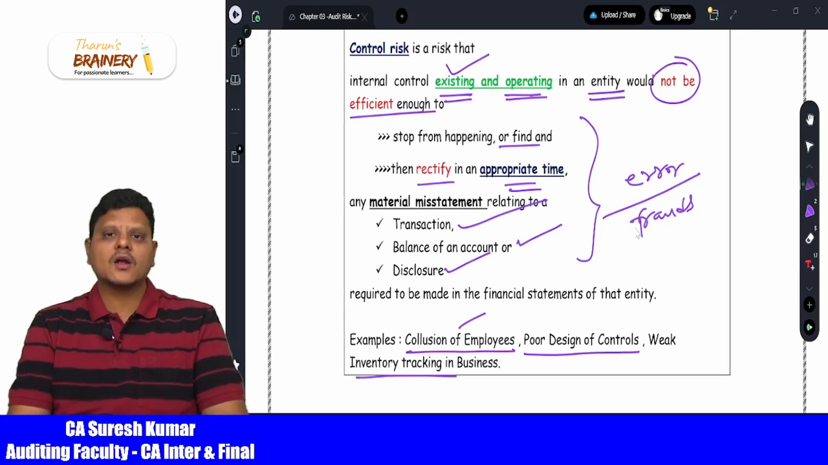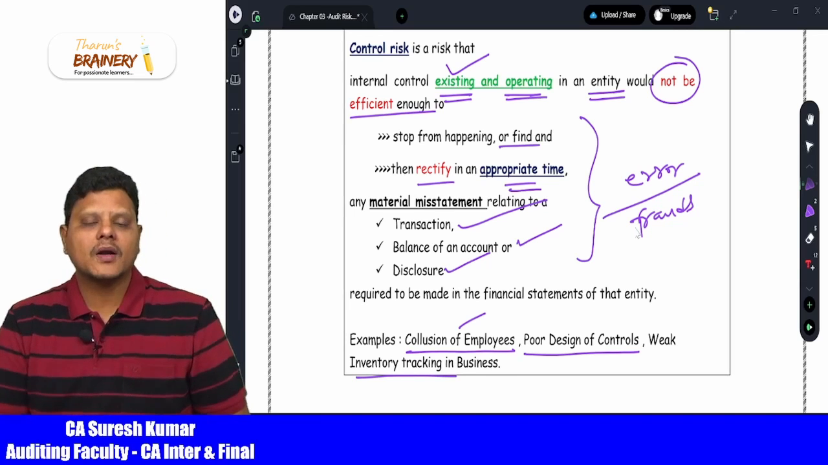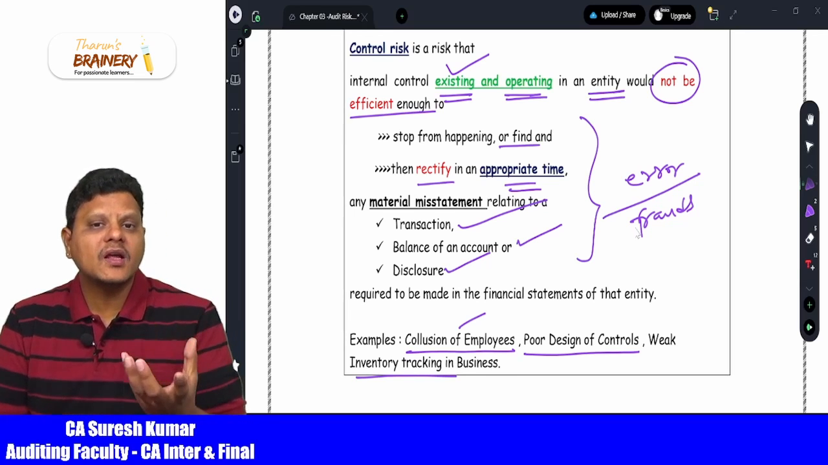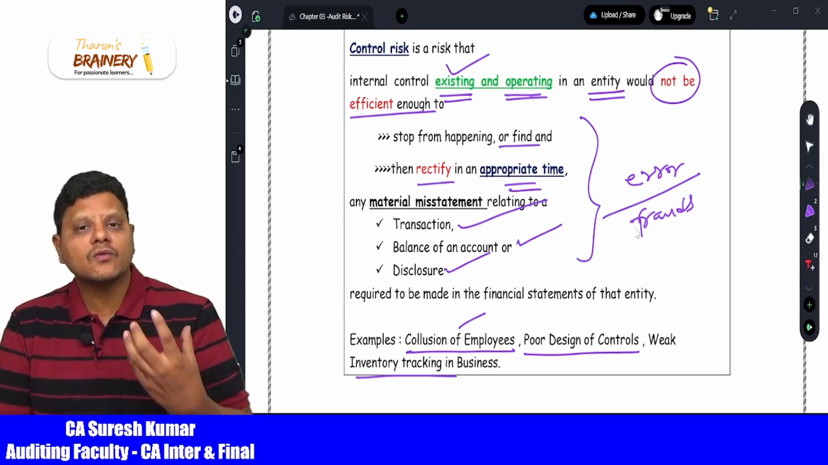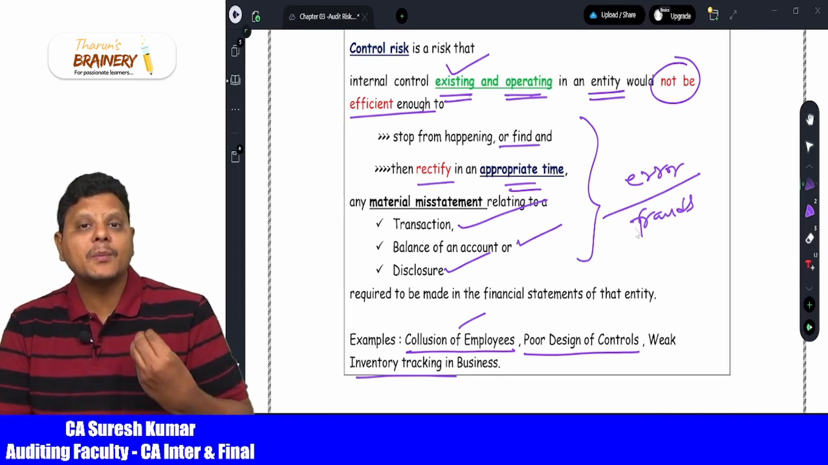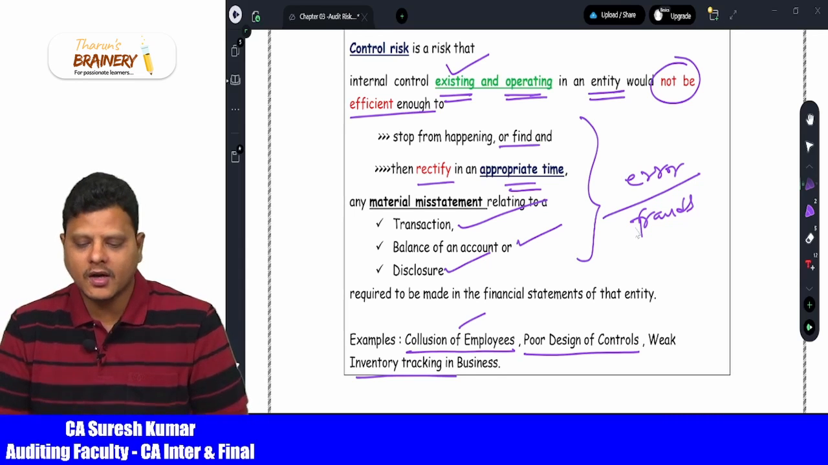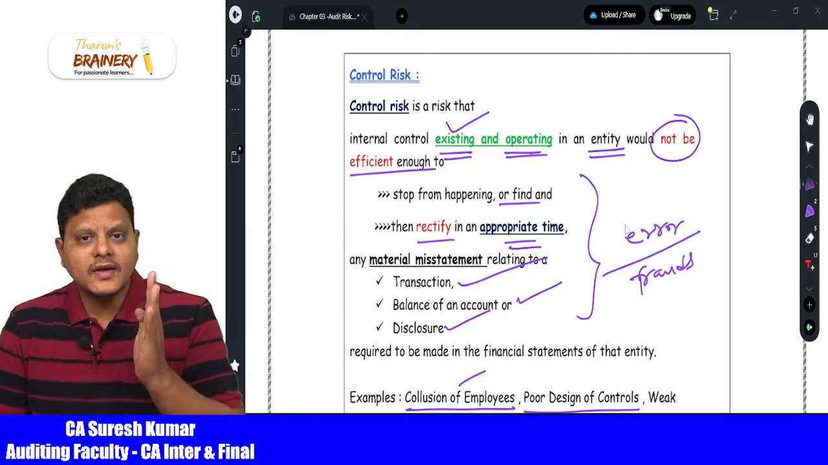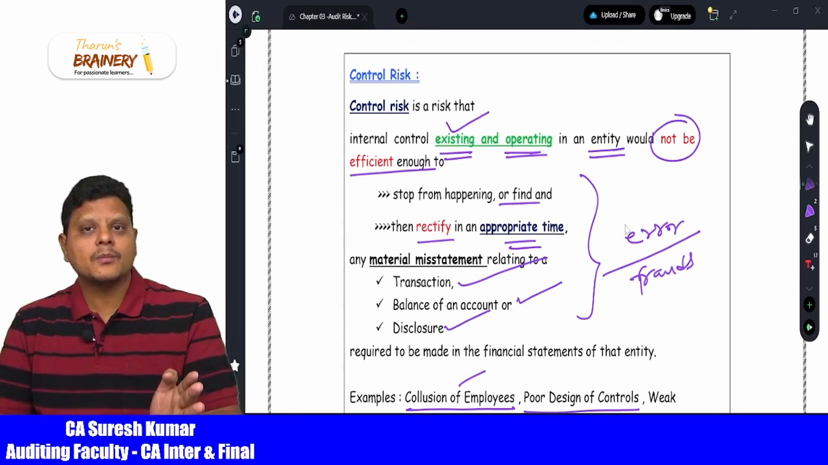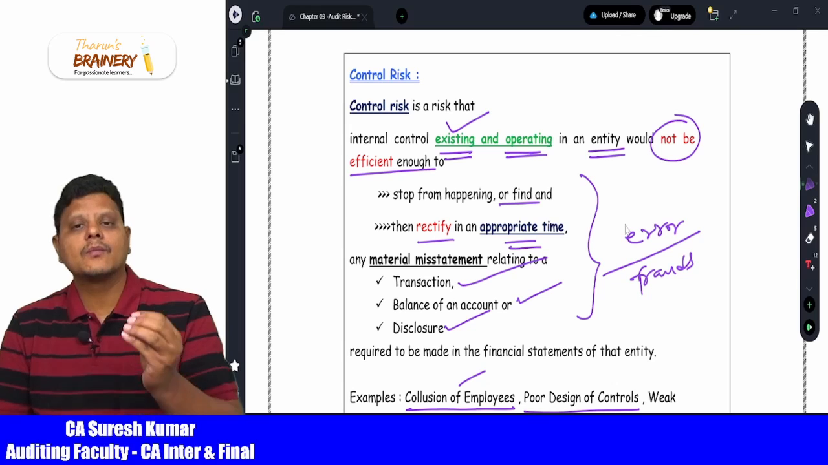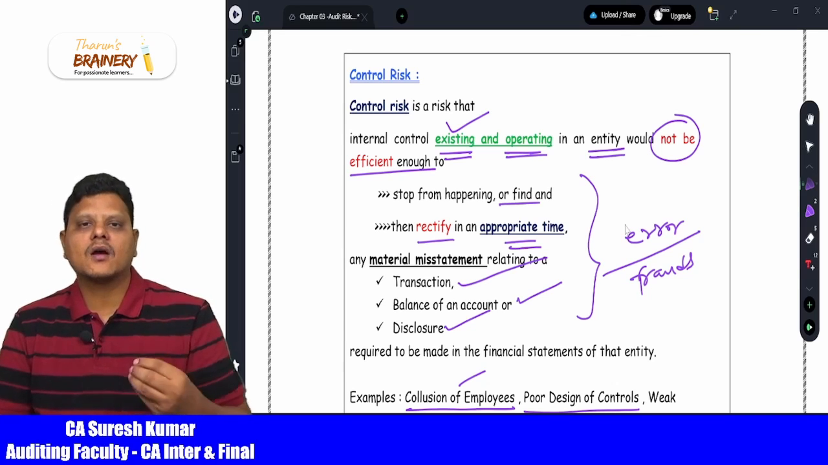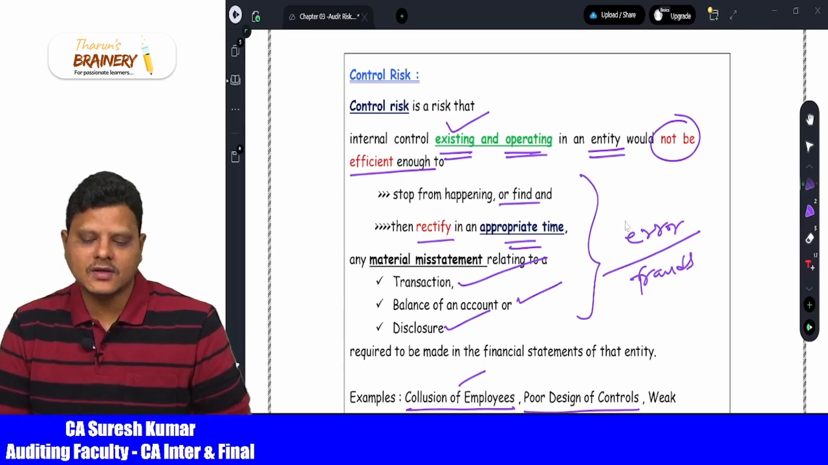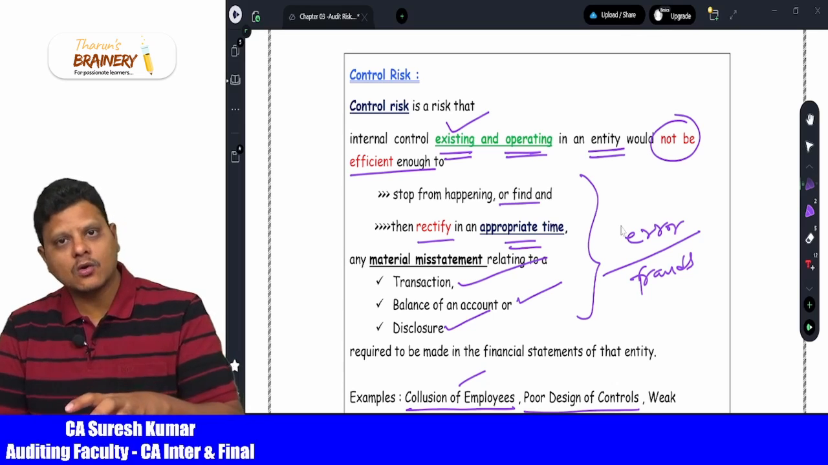You have kept one control for the inventory tracking, but the control is very, very weak. When controls are weak, people might be tempted to commit fraud in the organization. Now, one line summary of the entire discussion: even though internal controls exist in the company, if a misstatement happens, then we call it a control risk.